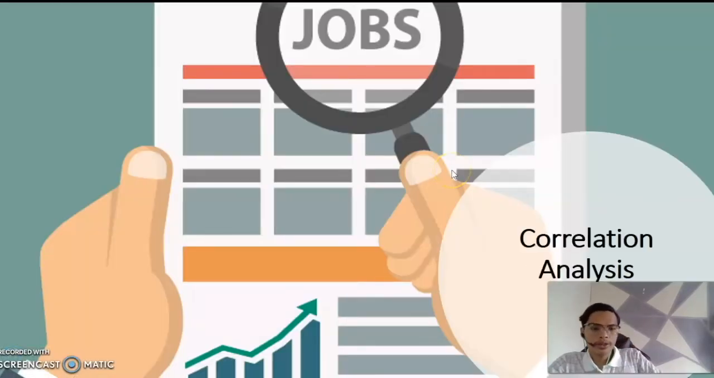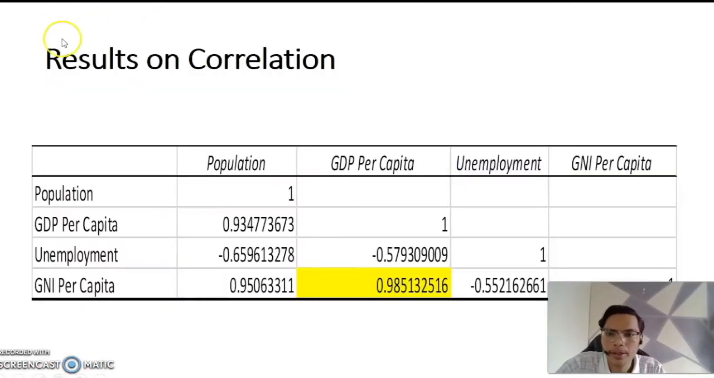Next is autocorrelation. There is no autocorrelation because the number is not in the range of the Durbin-Watson statistic. We continue to the correlation analysis. This is the result on correlation. The correlation between GDP per capita and unemployment is negative 0.5793. The correlation between GDP per capita and GNI per capita is 0.9851. And lastly, the correlation between unemployment and GNI per capita is negative 0.5521. The correlation between GDP per capita and GNI per capita exceeds 0.7, so it indicates multicollinearity, and we need to remove either one.